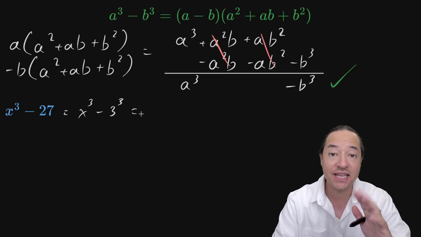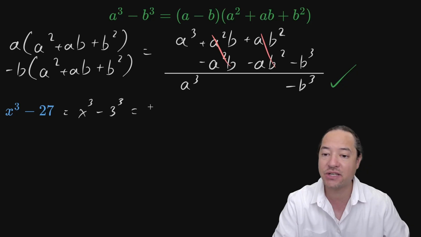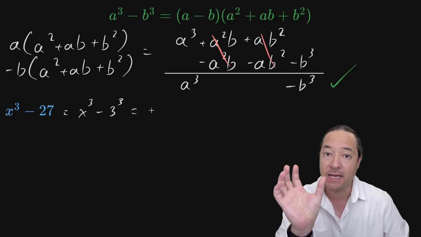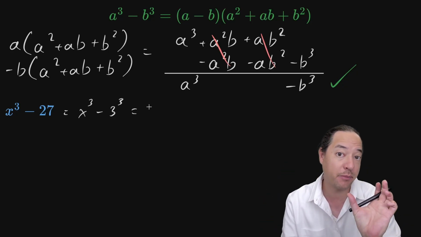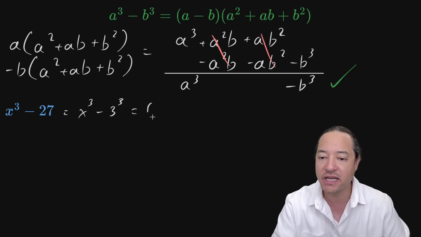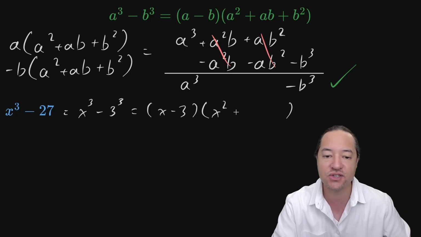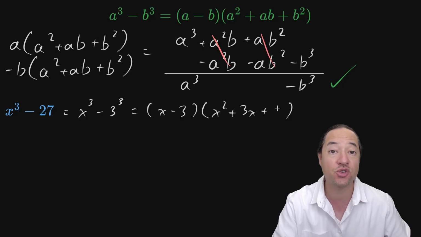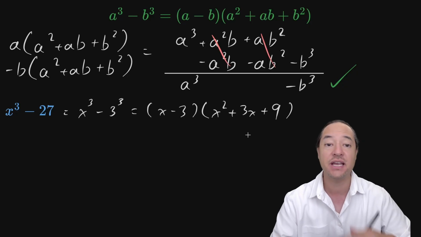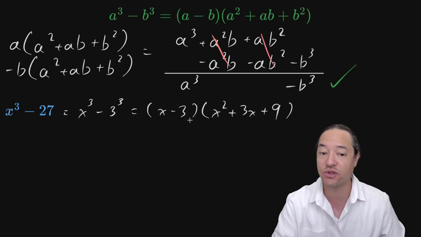So given that, I should have as my factored form a linear factor multiplied by a quadratic factor. My linear factor then should be x minus 3, and my quadratic factor should be x squared plus 3x plus 3 squared, which is 9. Okay, let's double check. Let's make sure that this works.